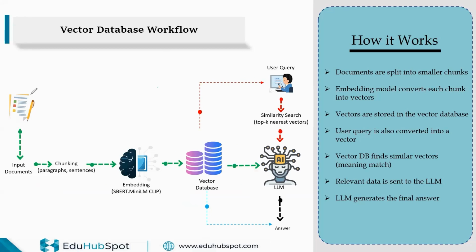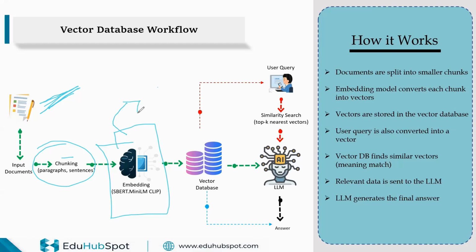What is happening over here is that first we start with our data, which can be documents, notes, or any kind of content. This data is then split into smaller parts, which are called chunks, and the process is called chunking, so that it becomes easier for us to process them. Now, we pass each of these chunks through an embedding model. This embedding model converts them into vectors, basically numbers that represent their meaning. These vectors are then stored inside a vector database.